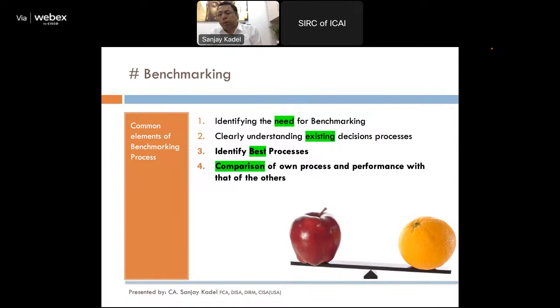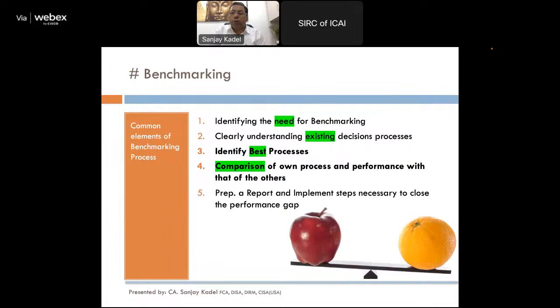So do the comparison of your own process and performance with that of the others. Once you do the comparison, there will be clear, evident aspects which are lacking in your company, in your process, in your approaches. Then you prepare a report and implement the steps necessary to close this performance gap. In this manner, you will be able to do benchmarking.